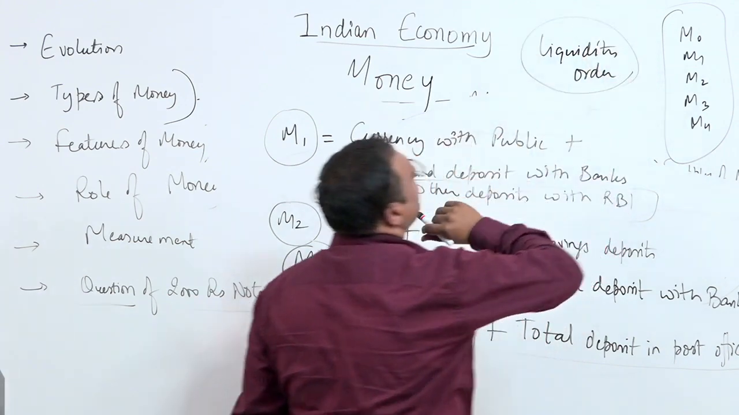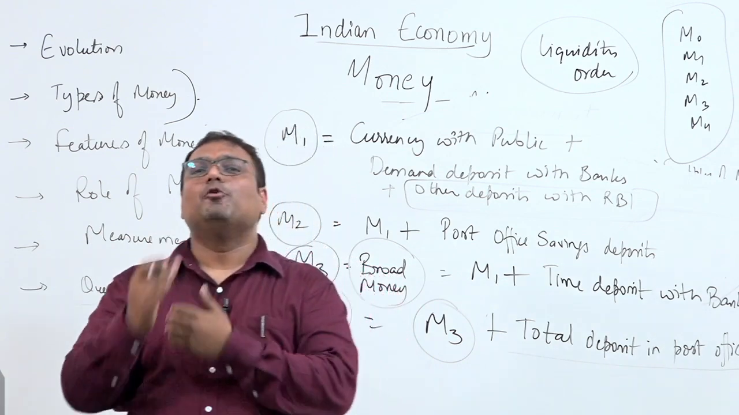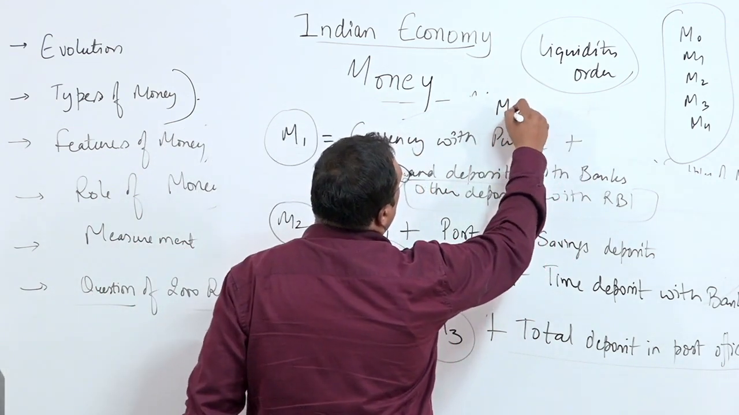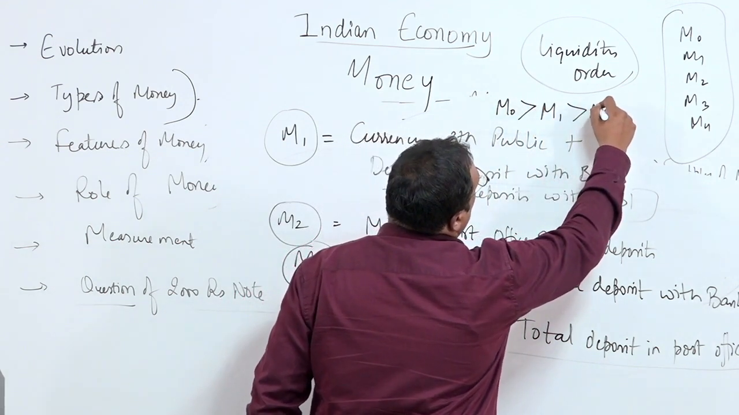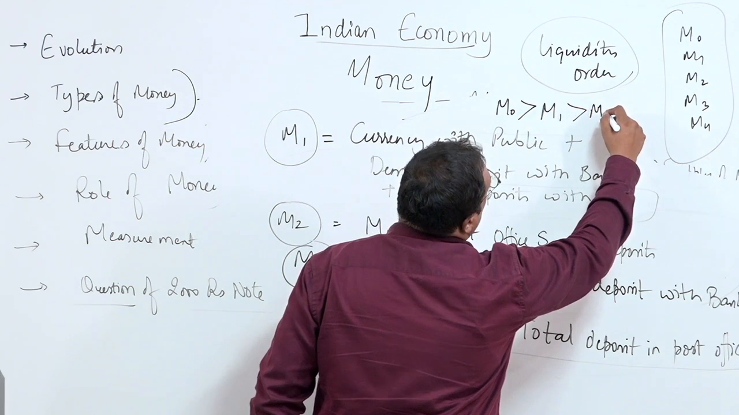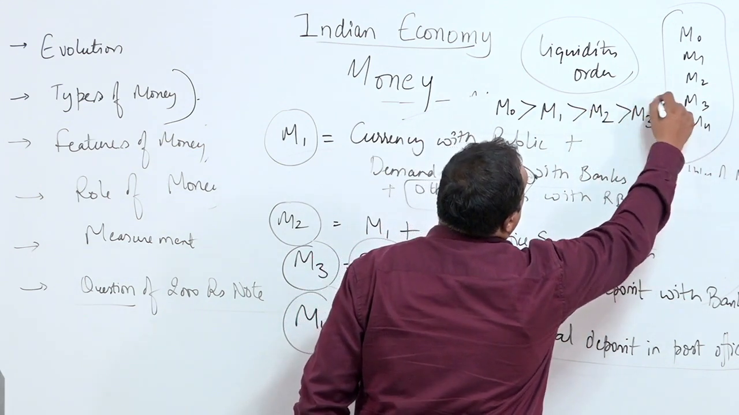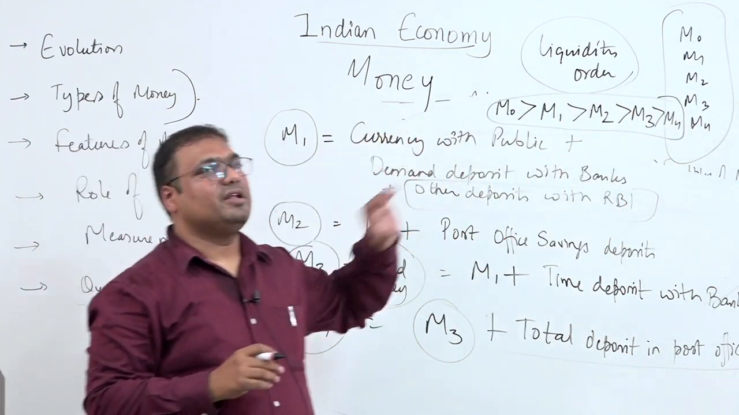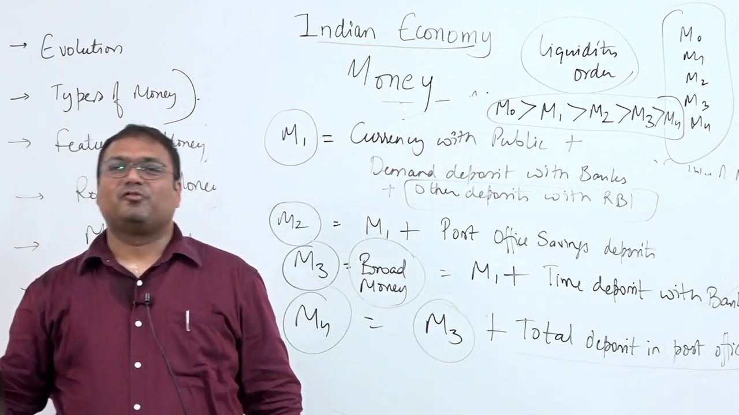In order of liquidity, liquidity means how acceptable they are, how quickly you can spend that money. We need to understand M0 has the highest liquidity, followed by M1, followed by M2, followed by M3, followed by M4. So this is the order of liquidity of these indicators. So this is all about the measurement here.